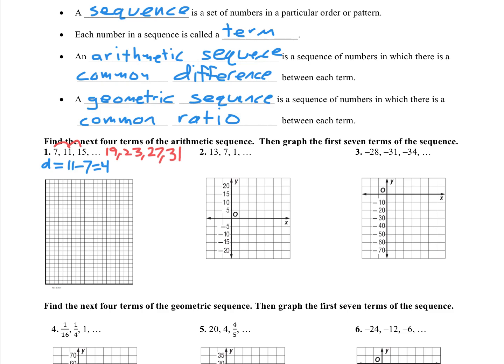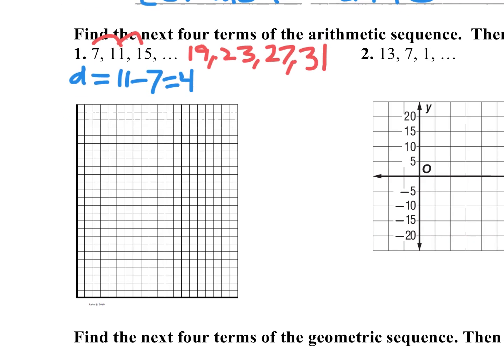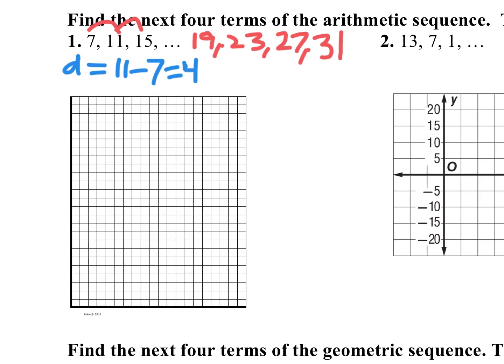All right, and now we need to graph those. The way you graph these, if the first number is 7, you're going to graph the point 1, 7. And then the second number is 11, so we're going to graph the point 2, 11, followed by 3, 15. And then 4, 19, 5, 23. And it doesn't look like the rest of them are going to fit. I think you guys get the point.